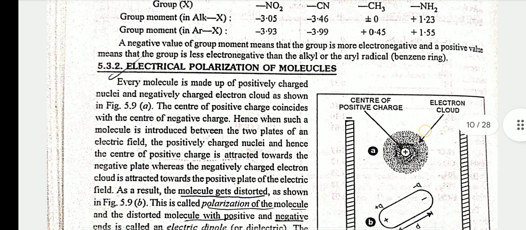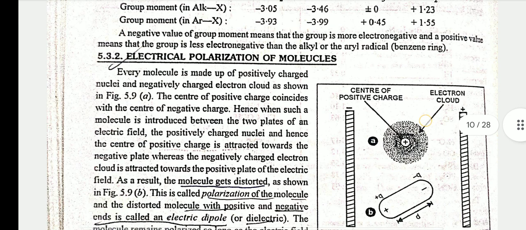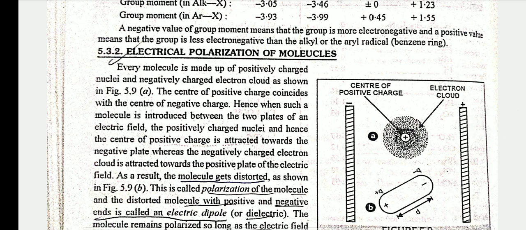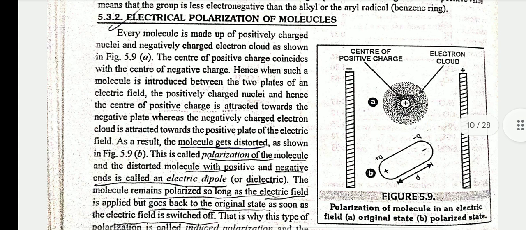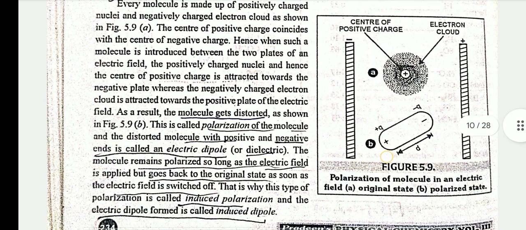Electrical polarization of molecules. Every molecule is made up of positively charged nuclei and negatively charged electron cloud as shown in figure 5.9a. The center of positive charge coincides with the center of negative charge. Hence, when such a molecule is introduced between the two plates of an electric field, the positively charged nuclei, and hence the center of positive charge, is attracted towards the negative plate, whereas the negatively charged electron cloud is attracted towards the positive plate of the electric field. As a result, the molecule gets distorted as shown in figure 5.9b.